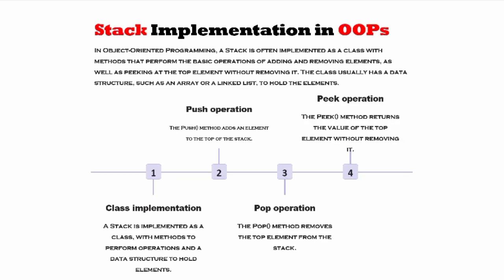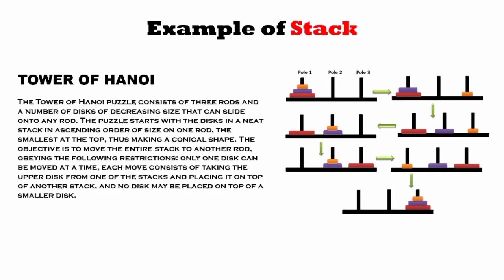Here I have discussed how to implement the stack data structure in OOPS or object oriented programming. In object oriented programming, a stack is often implemented as a class with methods that perform the basic operations of adding and removing elements as well as peeking at the top element without removing it. The class usually has a data structure such as an array or a linked list to hold the elements. I have also used a step-by-step diagram to show how it is implemented. In the next slide, I have given an example of stack.